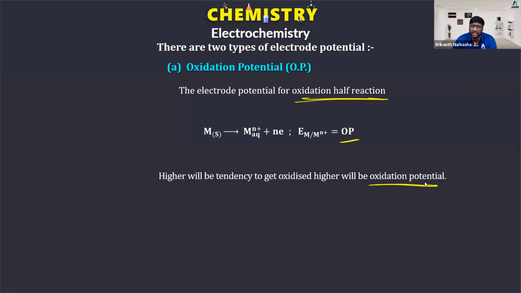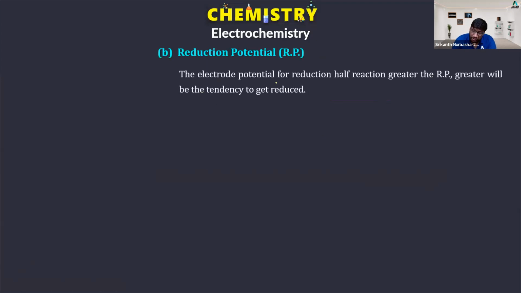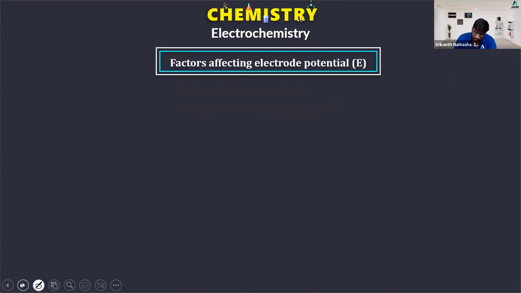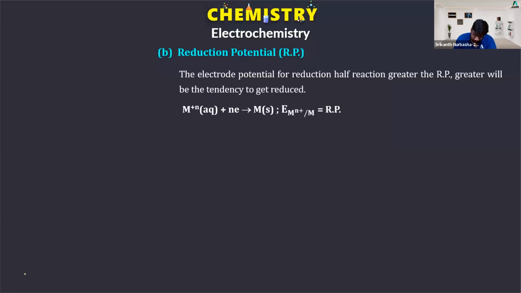Oxidation potential high means the tendency to get oxidized is high. Reduction potential high means the tendency to undergo reduction is high. The greater the electrode potential for reduction of the cell, the greater will be the tendency to get reduced. Reduction potential means Mn+ will take n electrons to form metal solid, and the electrode potential for Mn+ to M is nothing but the reduction potential.